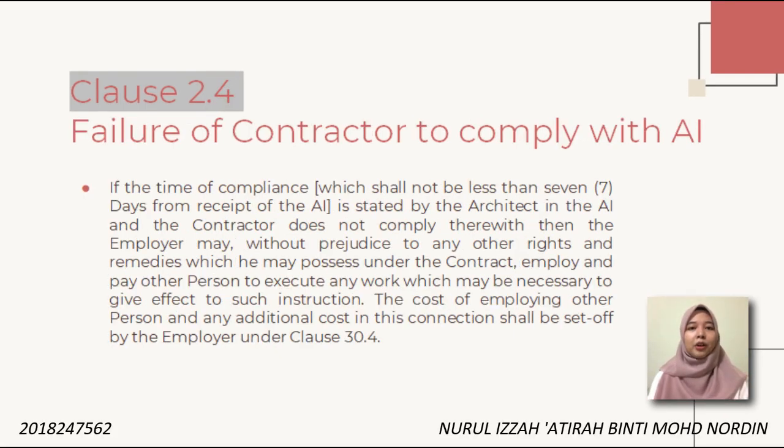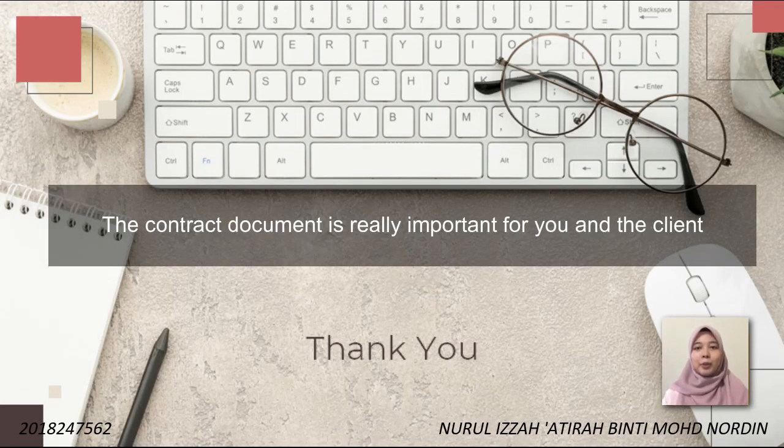Next, clause 2.4. Failure of contractor to comply with AI. If the time of compliance, which shall not be less than 7 days from receipt of the AI, is stated by the architect in the AI, and the contractor does not comply therewith, then the employer may, without prejudice to any other rights and remedies which he may possess under the contract, employ and pay other persons to execute any work which may be necessary to give effect to such instruction. The cost of employing other persons and any additional cost in this connection shall be set off by the employer under clause 30.4.